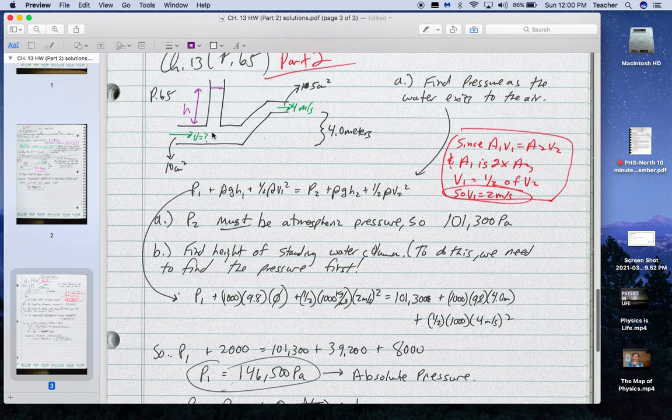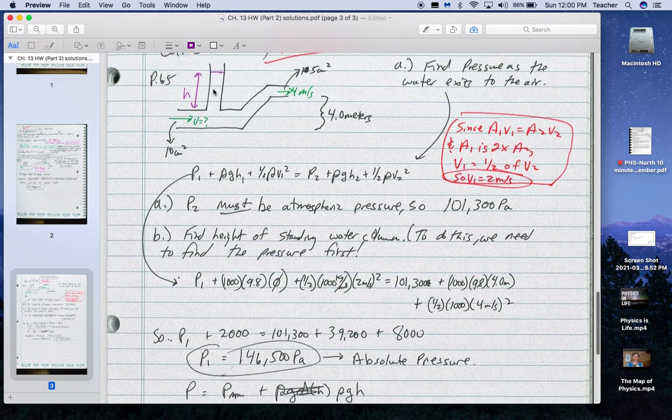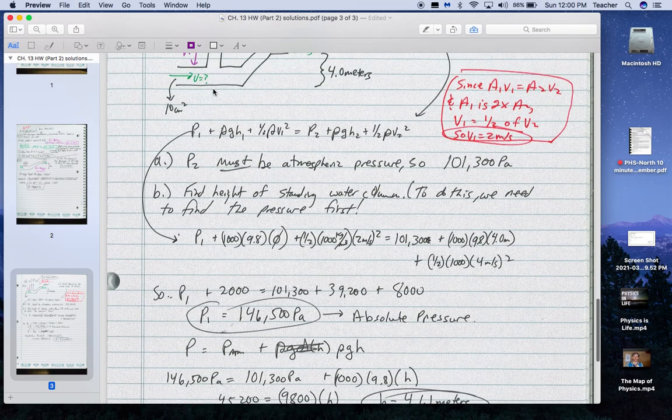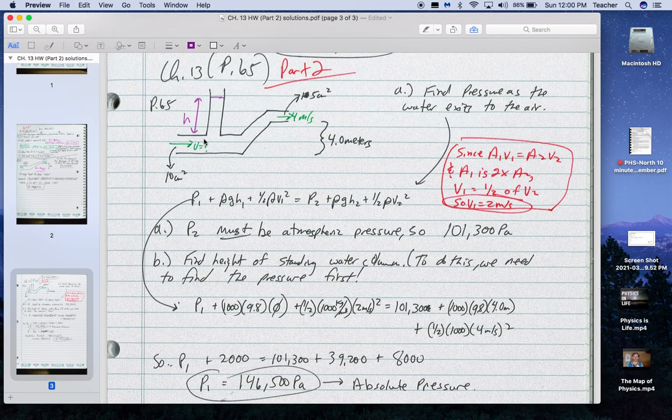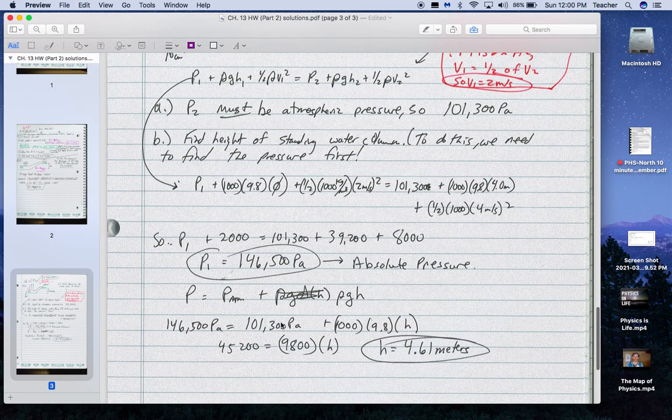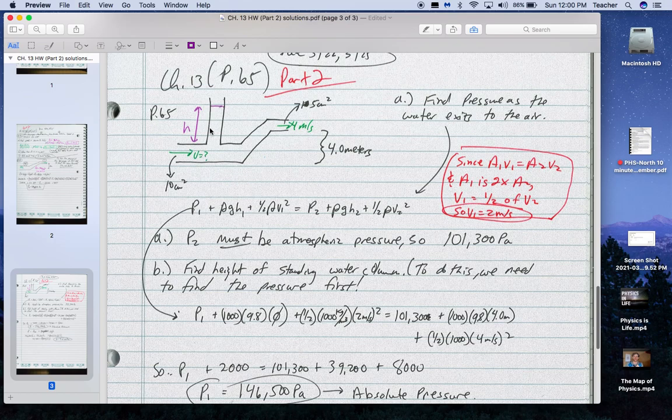So then the question would be, what standing column of water up here would also end up getting you 141,500 pascals? Now that is an absolute pressure, by the way, because this is an absolute pressure for the atmosphere. So that means that the extra pressure caused by the water column would be 45,200 pascals, rho GH. So this height is 4.6 meters.